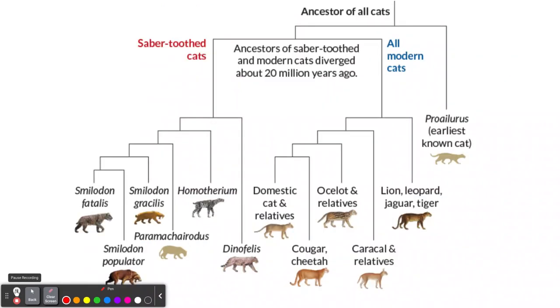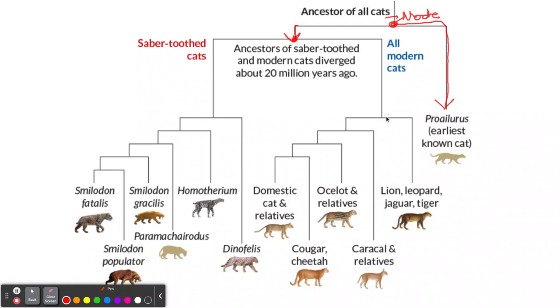Let's look at another one. Now this one's a little more sophisticated, more detailed. We have the ancestors of saber-tooth, Smilodon, saber-tooth cats, and all modern cats. So look at all these nodes we have. A lot of them are extinct. We have a node right over here. This common ancestor would branch off to the earliest known cat and the saber-tooth cat and modern cats.